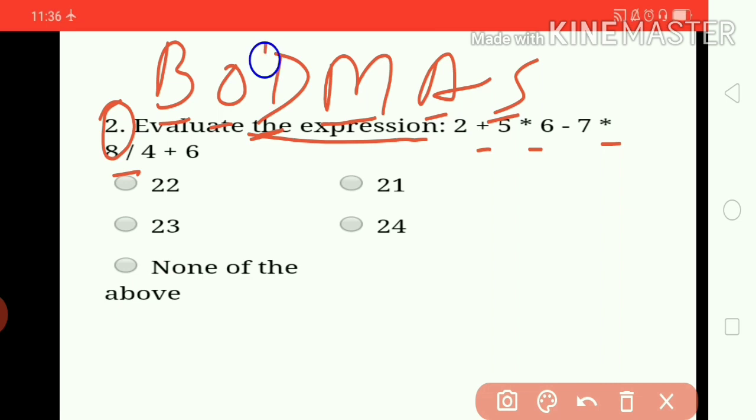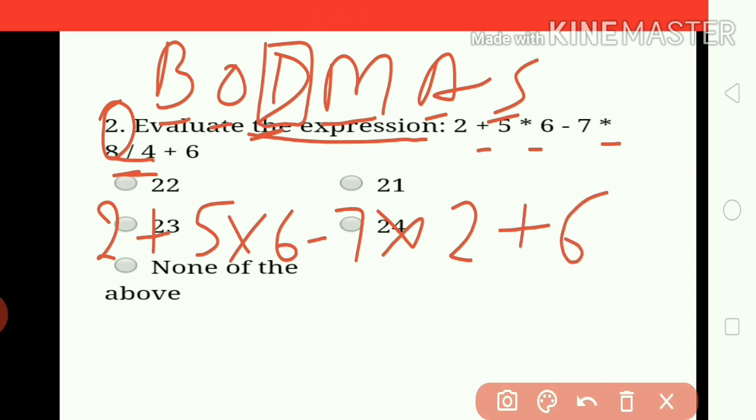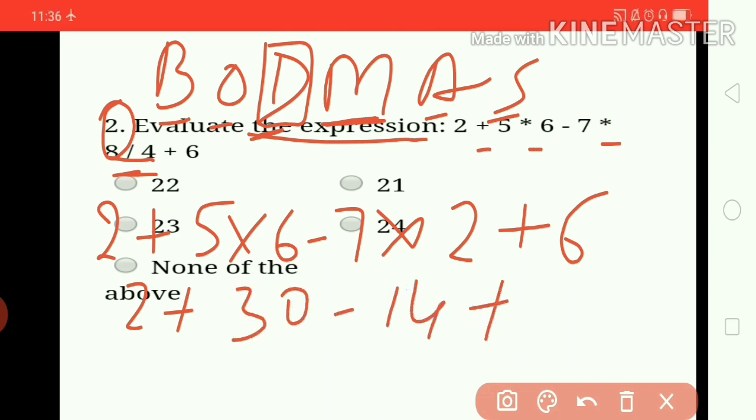So we are starting with D, means division. 8 slash 4 means 8 divided by 4. So let us solve. 2 plus 5 multiply by 6 minus 7 multiply by 8 divided by 4. You know that this is 2. 4 2s are 8, plus 6. So let us do the multiplication now. 2 plus 5 6s is 30 minus 7 2s is 14 plus 6.